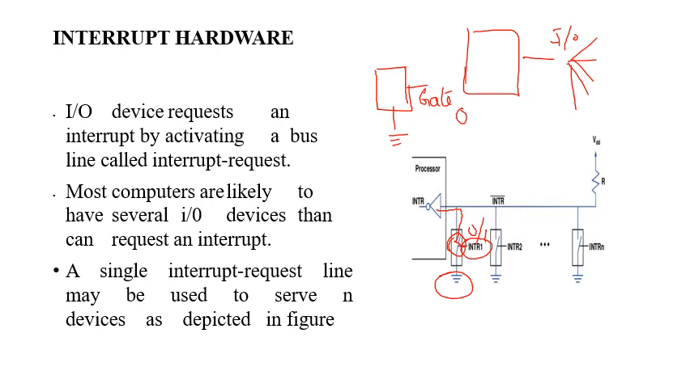You may have a feeling that if two devices are enabled at a time, there is a priority based on which the interrupts are served. The interrupts with the higher priority will be served first, whereas the interrupt with the lower priority has to wait until the higher priority tasks are completed. This is about the interrupt hardware.